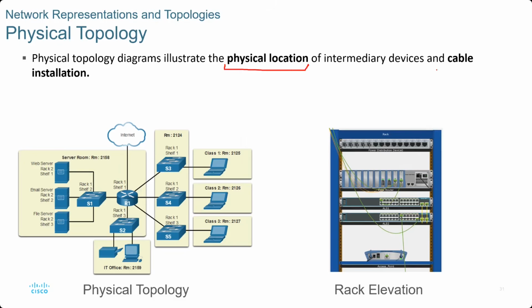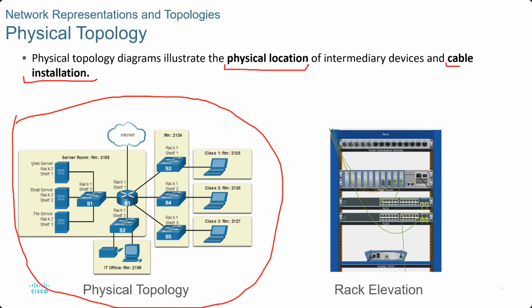What are the number of the room? How many devices are there? How are they connected using a cable installation? How are the cables going through? What are the rack numbers? Which line they are? So this is an example of a physical topology of a small network. And you can see the properties of all the devices that this diagram is showing.